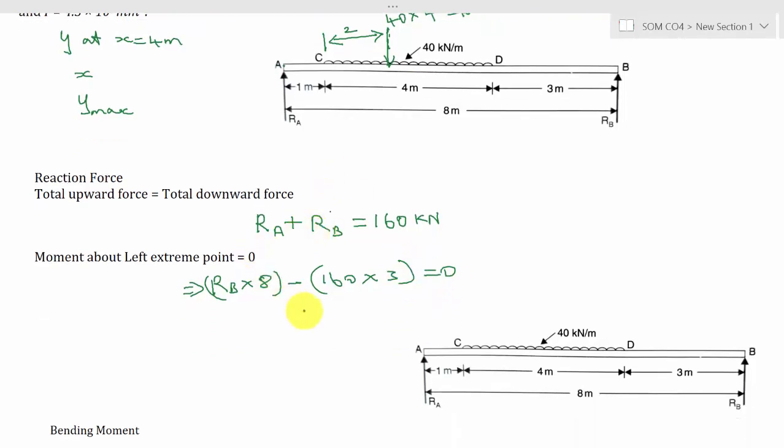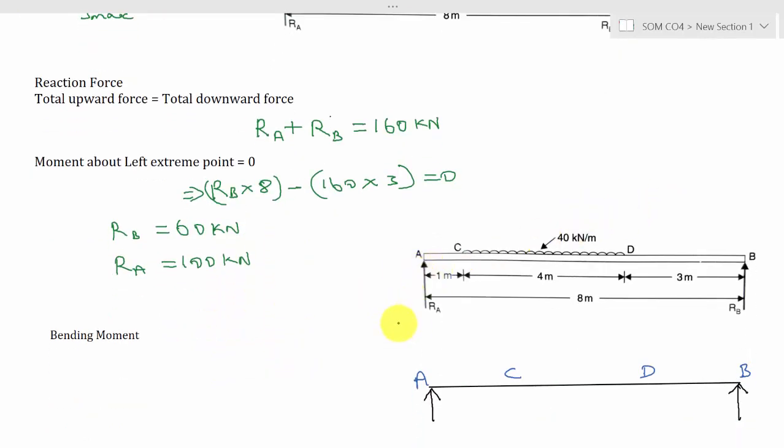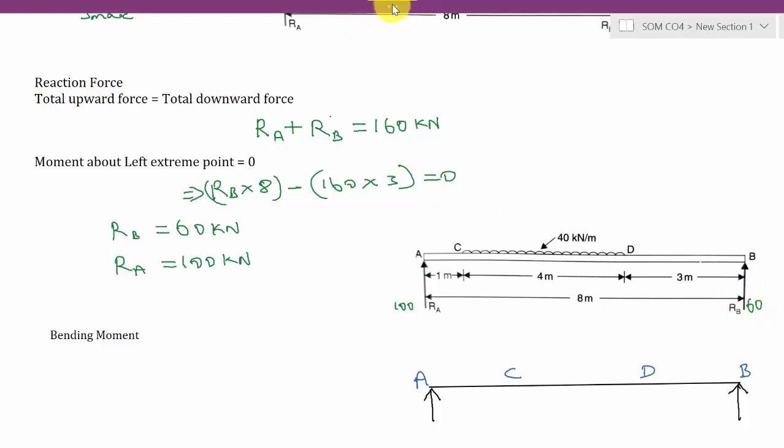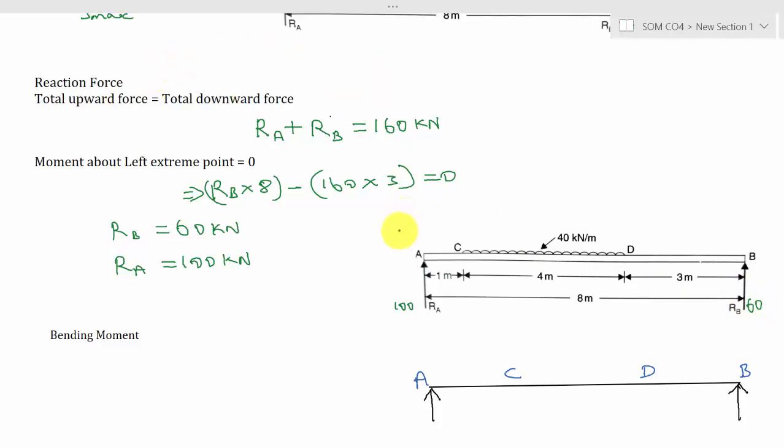Okay. So now if I solve this, I will get RB is equal to 60 kilonewton. If I substitute it here in the first equation, then I will get RA is equal to 100 kilonewton. So now I have calculated the RA value and RB value. RA is 100 and RB is 60. Okay, fine. So up to the calculation of reaction force, it is common. It is like the previous problem, so we don't have any confusions.